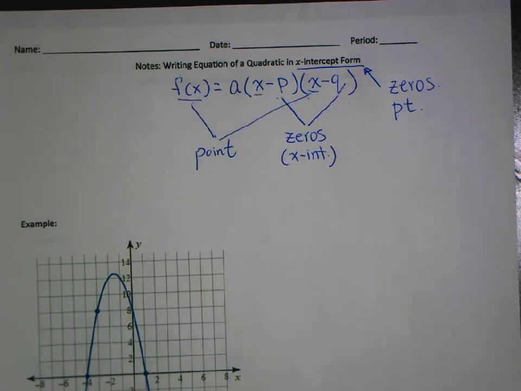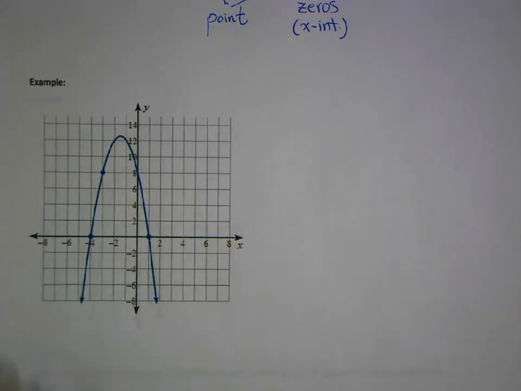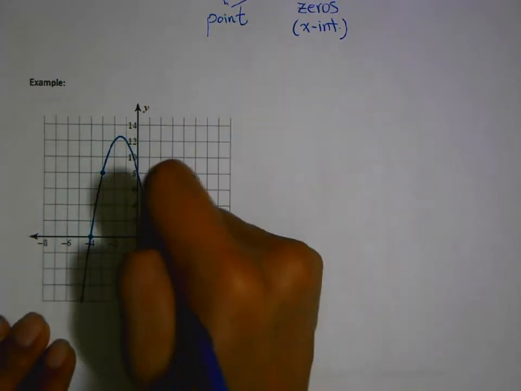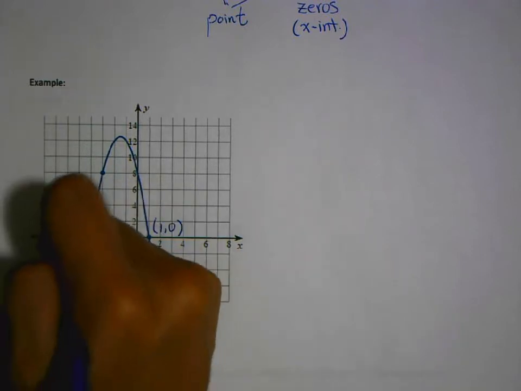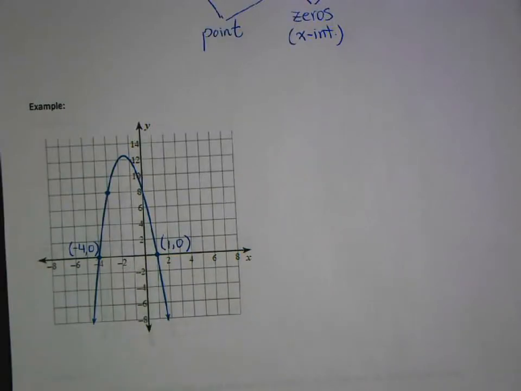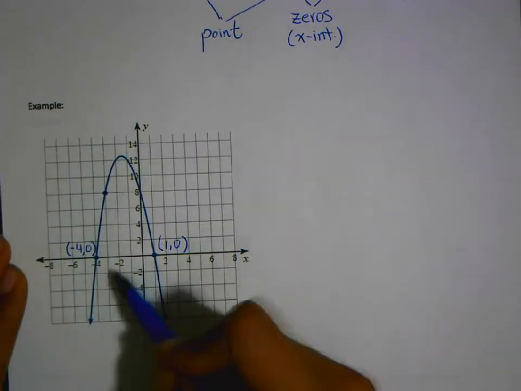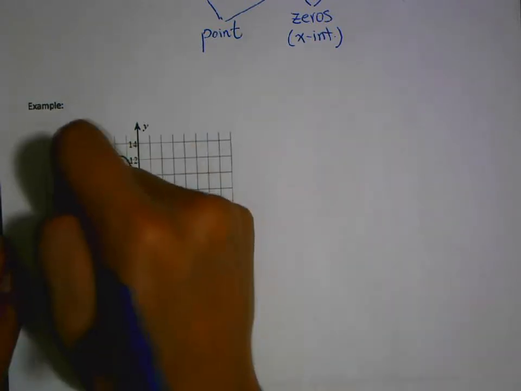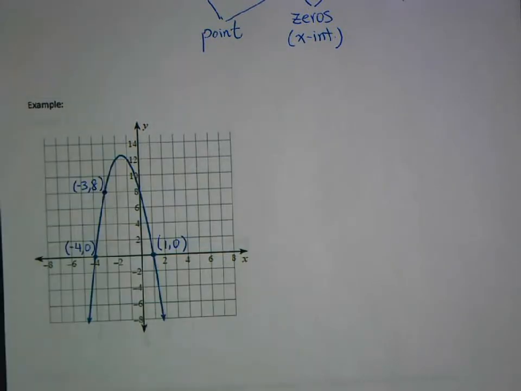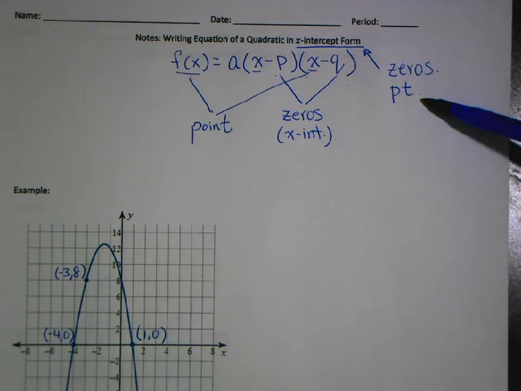All right, so let's take a look at our example right here. I see two zeros: one at (1, 0), and the other at (-4, 0). So I know I have my p's and my q's. I also notice I have a point right here. This point is at (-3, 8). Now that I have my zeros and a point, let's write it down and list it out.